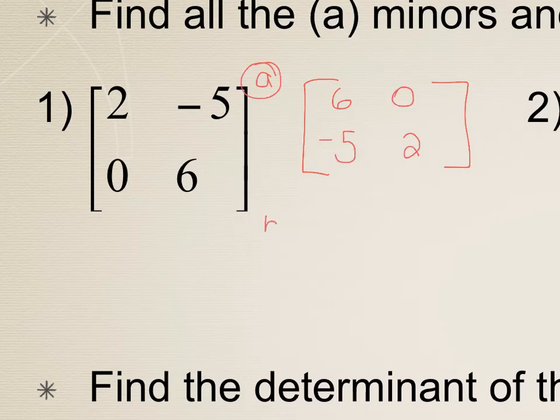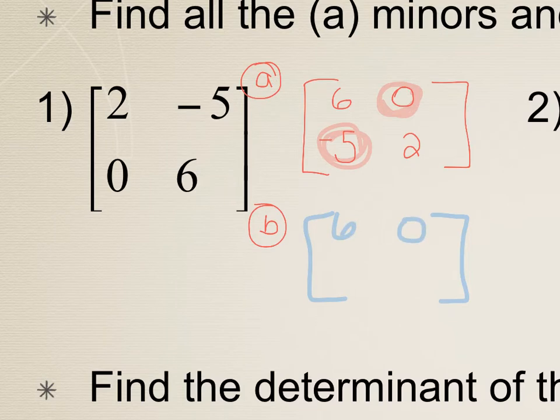The cofactors, you would change the signs on the cells that are in the top right corner and the bottom left corner once you find the minors. So the cofactors here would be 6, 0, because it doesn't hold a sign, +5, and +2.